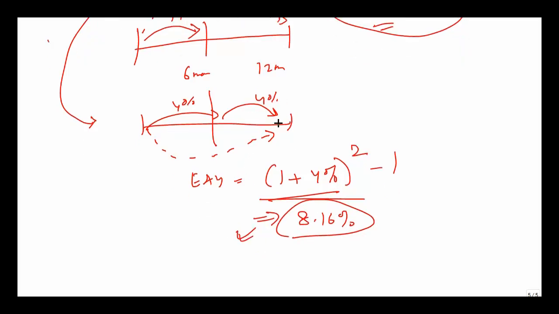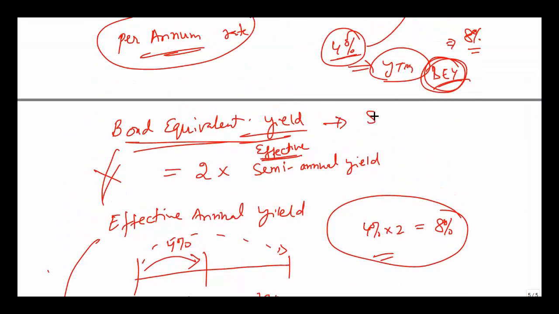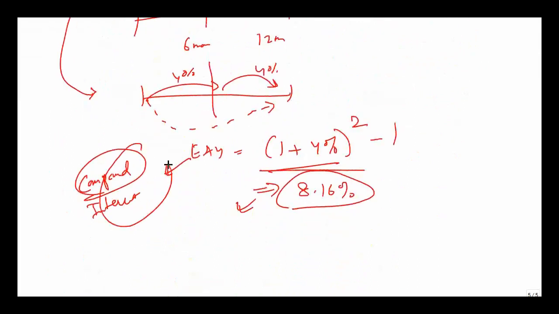So note that effective annual yield involves compounding. It is compound interest. And your bond equivalent yield considers only simple interest. So that is the idea. It covers the simple interest, and here you have the compound interest. That is why you find that the difference is there.